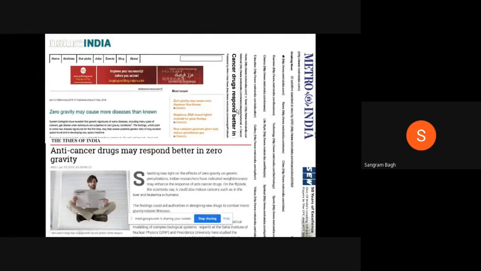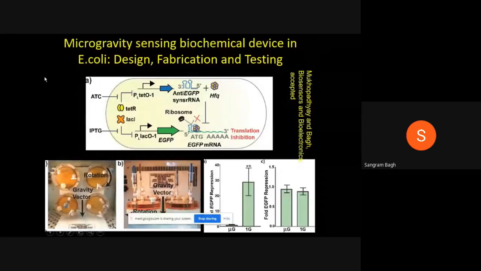Okay, so whatever insight we got from there, our goal is to develop something called a microgravity sensing biochemical device. So we developed synthetic gene circuits, and we tested them in our microgravity simulator, which we have in our lab, which is designed by NASA, and you can see the result. When there is microgravity, the signal is almost 0.